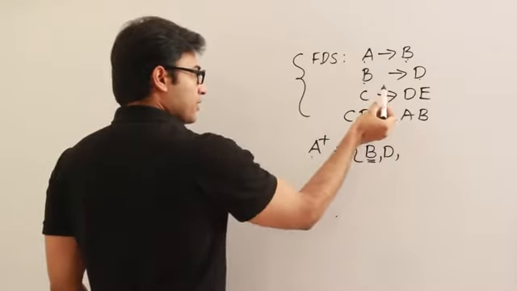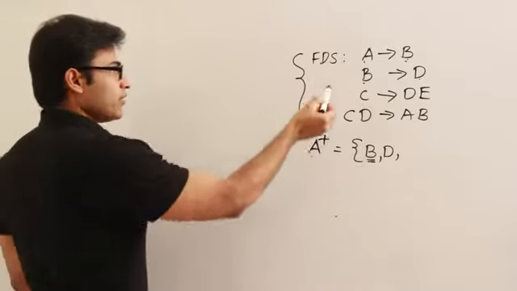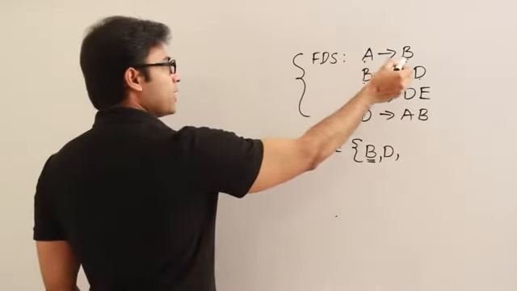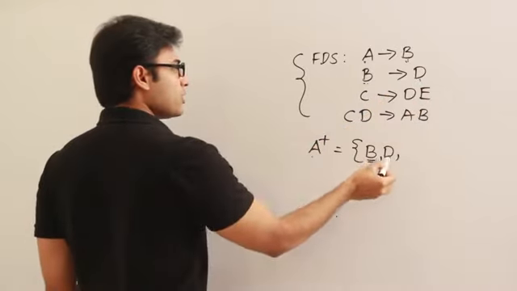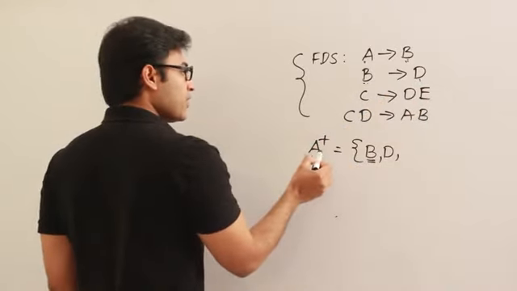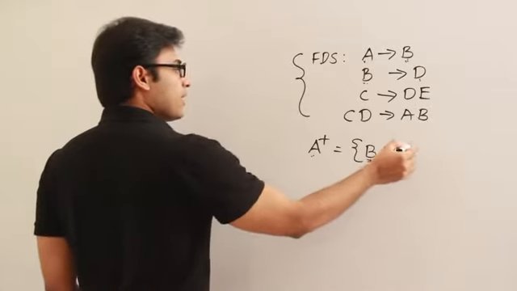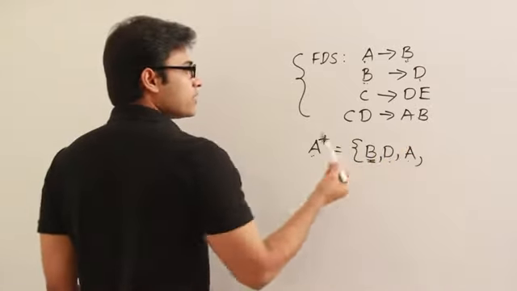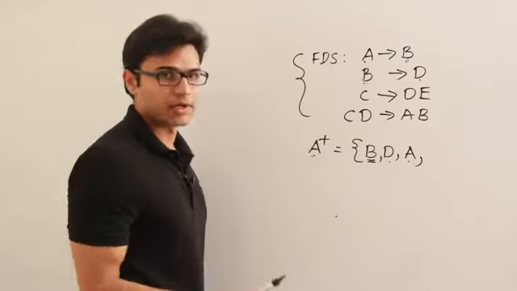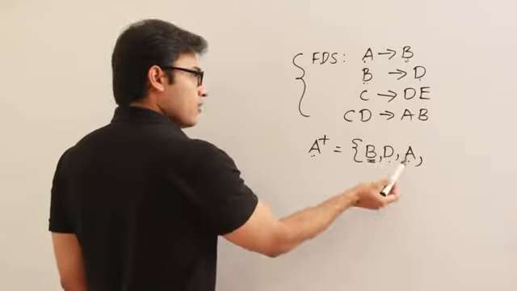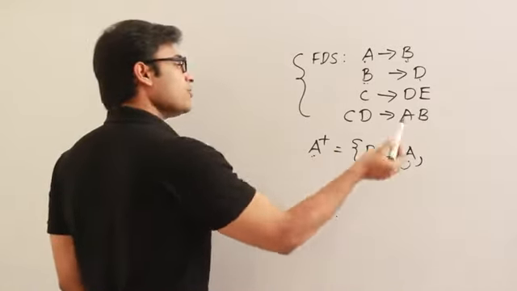Now with these two, can I get even more? Just say this: given the value of A, I am able to get the value of B, and given the value of B, I am able to get the value of D. Therefore I got this. Now knowing these three values, which means I know A, I know B, I know D, right? I can even add A also here. The reason is, given the value of A, I can obviously find the value of A, isn't it? Trivial.